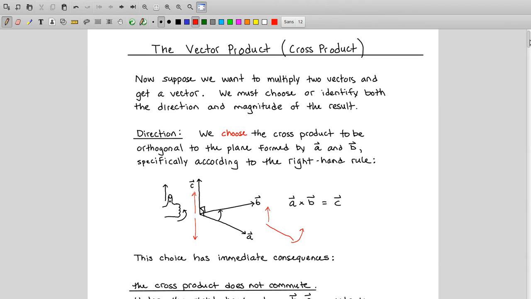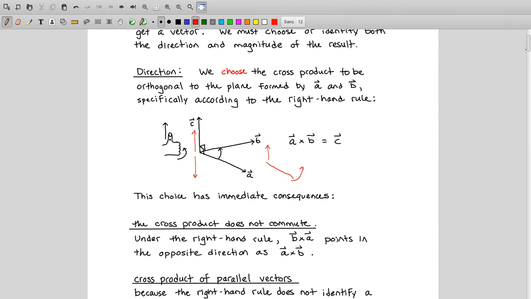And this has a very interesting immediate consequence, which is that the cross product, unlike the dot product, is not commutative. Because if you imagine the right-hand rule, A cross B means we go arm, fingers, thumb points up, but if we were doing B cross A, we would do arm, fingers, and in our right-hand rule, our thumb would be pointing down. So B cross A and A cross B point in opposite directions, which means they're not the same result, which means that the cross product doesn't commute.